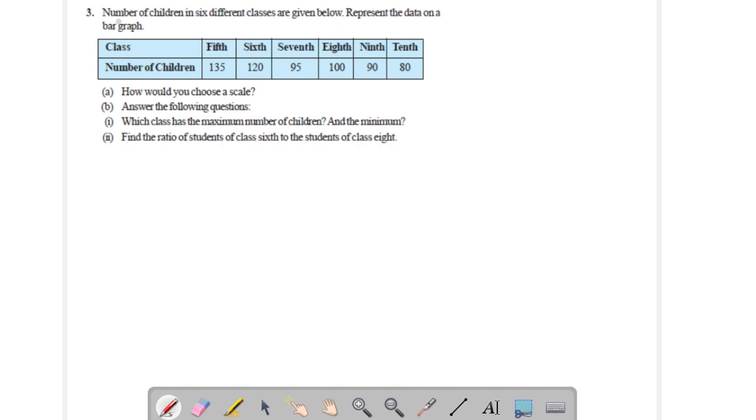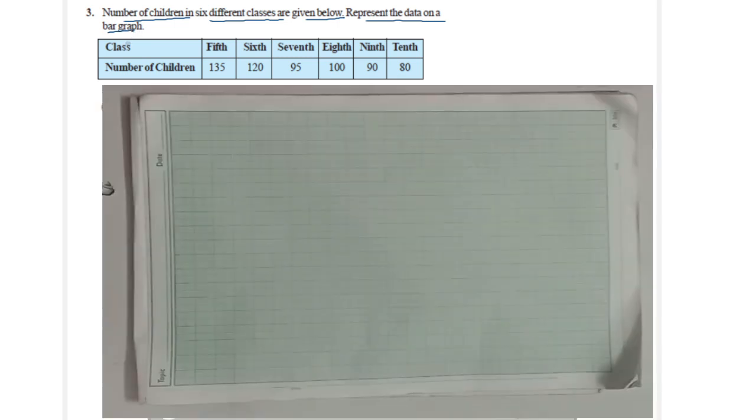Now come to question number 3. The number of children in 6 different classes is given below. Represent the data on a bar graph. You have to represent this data in a bar graph. Come to question number 3. We have to draw a bar graph.